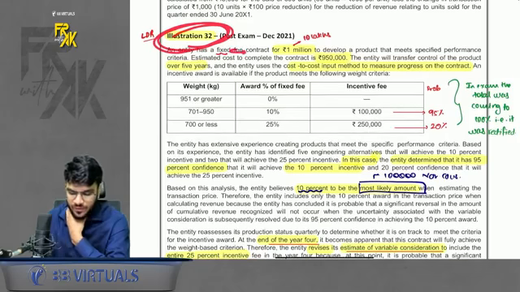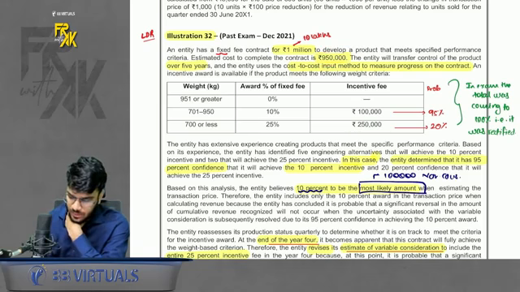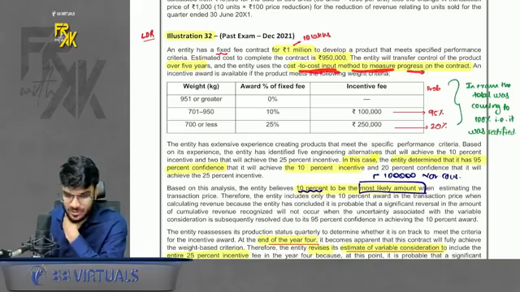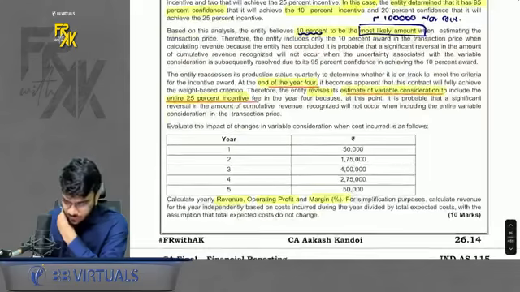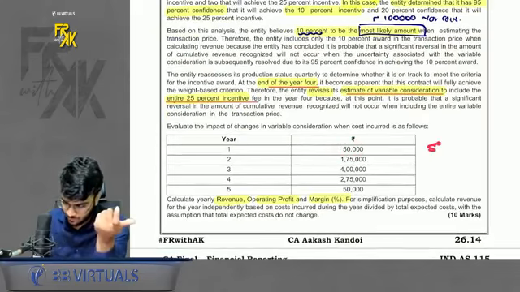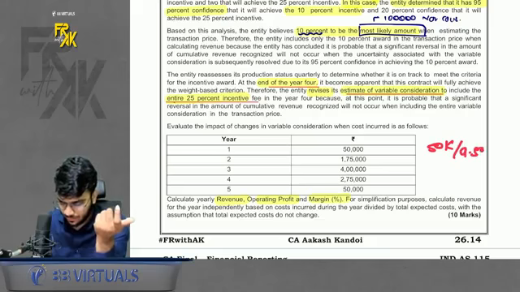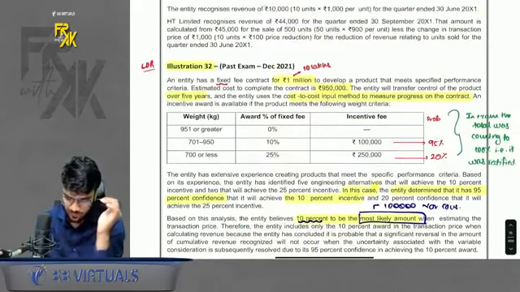So, illustration number 32. Let's say in this, we have a fixed fee contract of 1 million. 1 million means 10 lakhs. And here the cost is going to be 9 lakh 50 thousand. It also says control is getting transferred over the 5 years, and cost to cost input method is used to measure progress. That means your total cost was 9 lakh 50 thousand. Let's say you incurred 50,000 in first year. So, this is how you will determine the percentage completion: 50,000 divided by 9 lakh 50 thousand. This much work was completed. Book this much proportionate revenue. Okay. So this is for fixed fee.